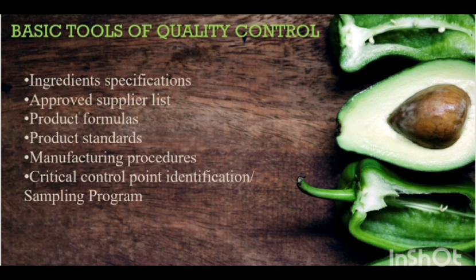So here are some of the basic tools of quality control. The basic tools are ingredient specification. It's necessary that on a packet we mention the ingredients that we use, and the approved suppliers, approved by the standards. Then product formulas, how we are making it, should also be maintained. Then product standards, whether they maintain proper standards like AGMARK and FSSAI. Then manufacturing procedure, we should maintain a sterile manufacturing procedure. Then the critical point identification, the sampling program.